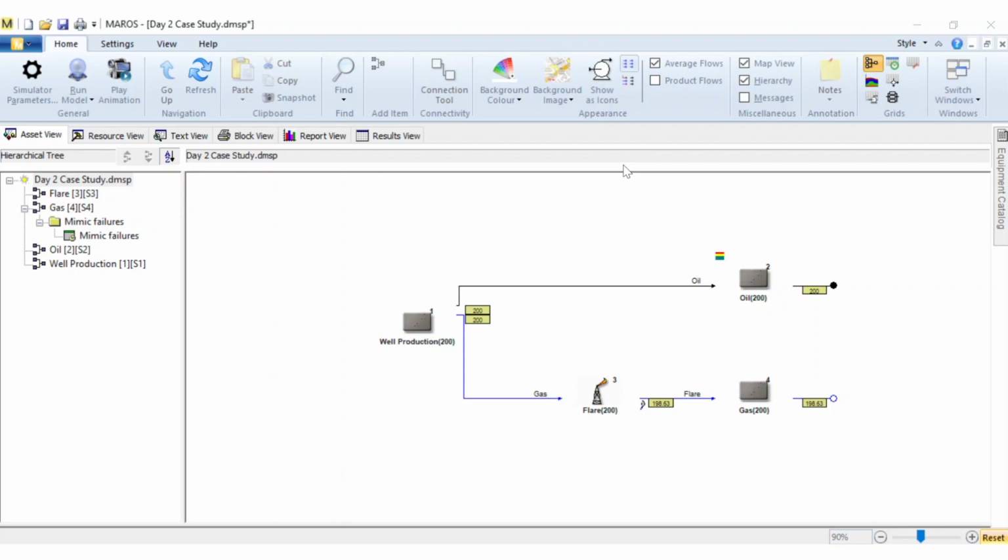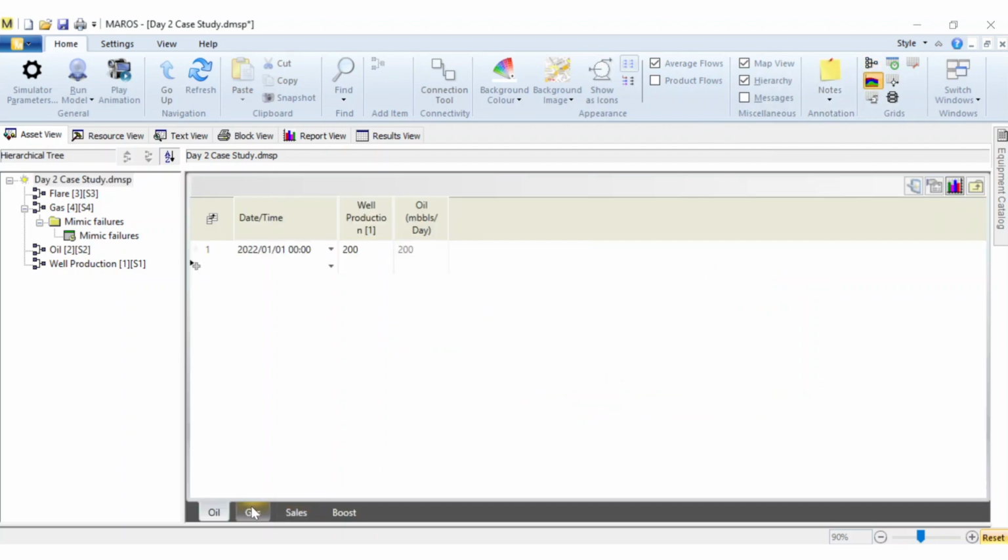In this video, I'll walk you through how to set up rate constraints on flaring using rate management operations. In this model, we have three nodes: a well node, which will supply the primary product, oil to the oil node, and gas to the gas node. Both of these are at 200 units per day.